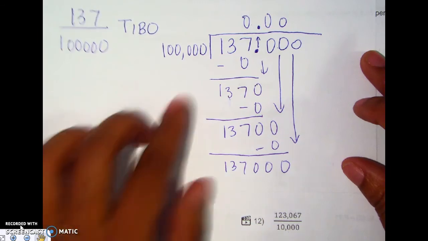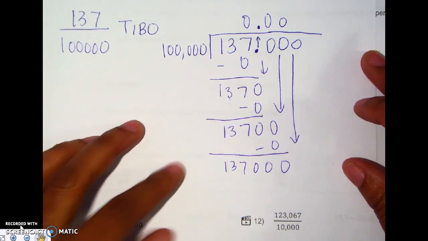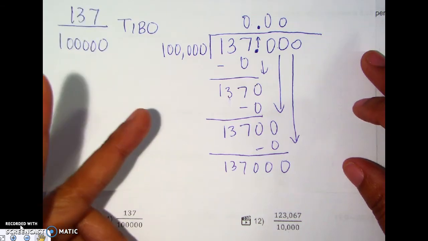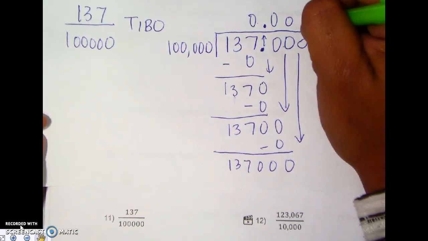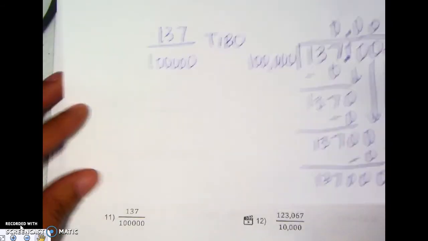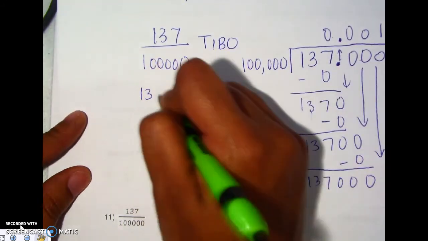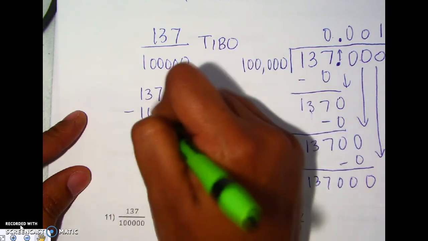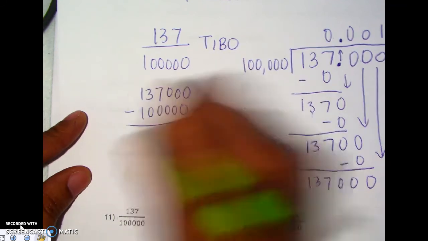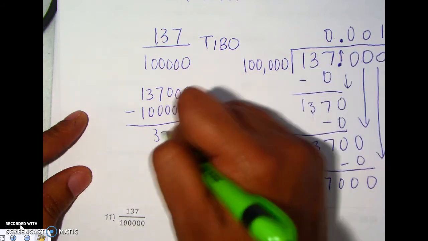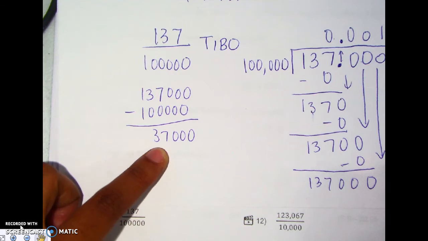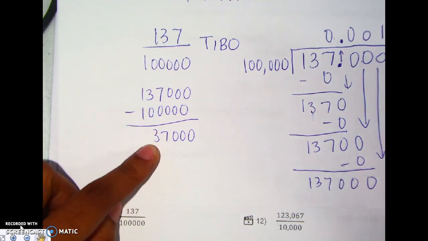So as you can see now, we're going to do 100,000 going into 137,000. It would go in there one time, because 2 times would give me 200,000. So we'd put a 1. Then we would subtract. So I'm going to come over here just for a second. I have 137,000 minus 100,000, which will give me 37,000. Which we still couldn't do that, right? So once we subtract, we would bring down another 0.